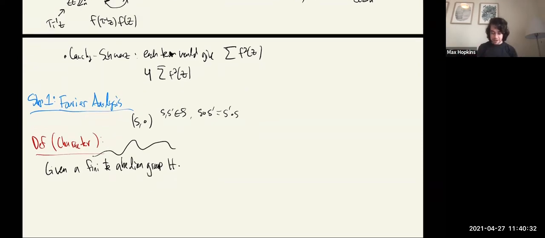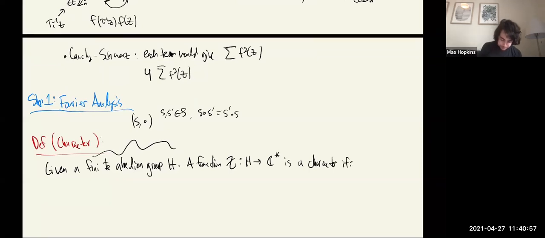Okay, so we're over some finite abelian group. A function, we'll call it chi, mapping from the group to the complex numbers without 0, which is denoted C star, this is like the multiplicative group on the complex numbers, is called a character if it satisfies the following relation.